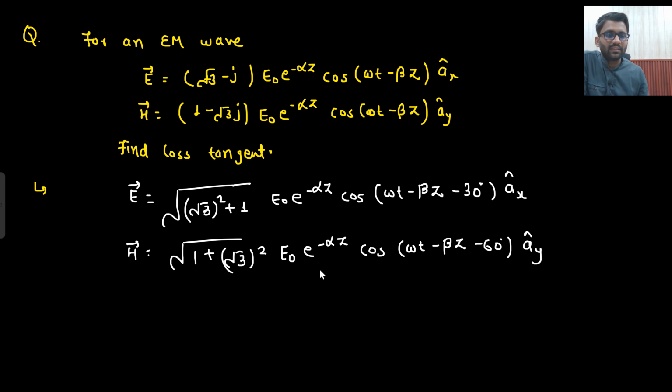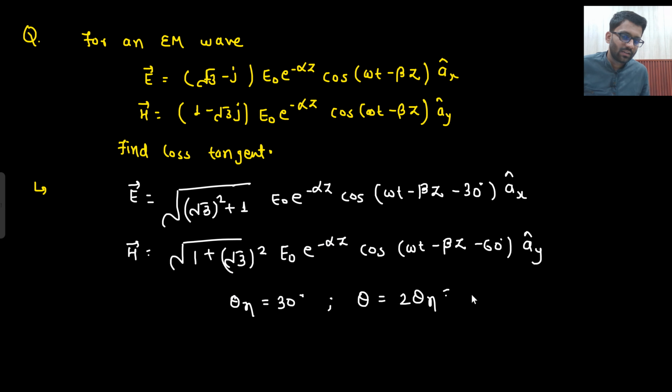So now E is leading H by how much angle? E will always lead H by theta eta angle. This we have already seen. So how much angle is it leading? It has a phase of theta minus 30, and the other has a phase of theta minus 60. So this is ahead by 30 degree. So theta eta is 30 degree. And what will your theta be then? That would be 2 theta eta, which is 60 degree.